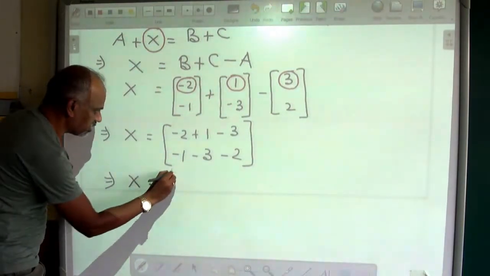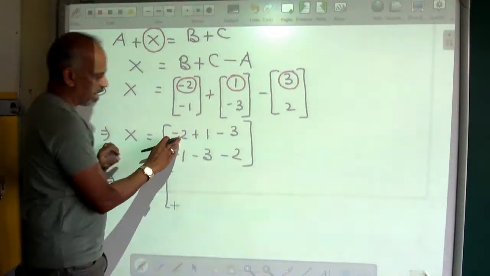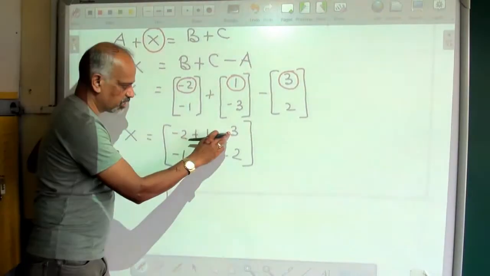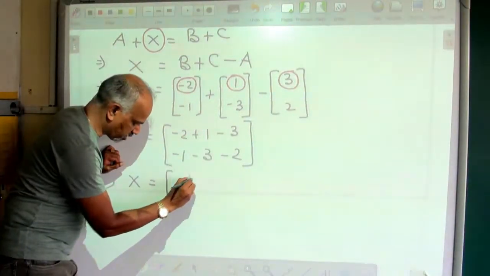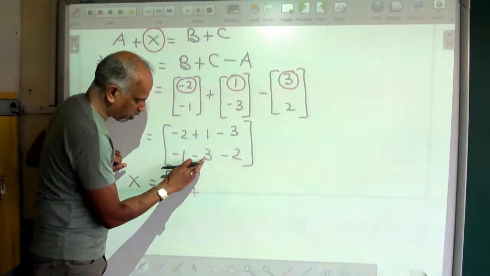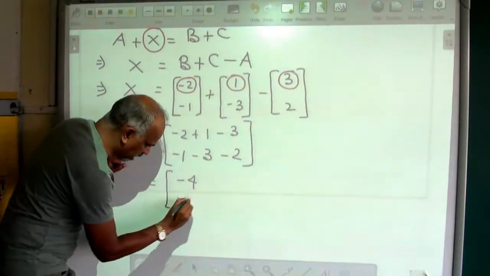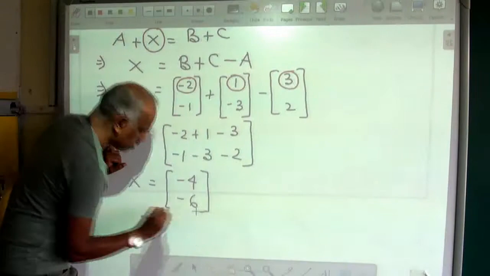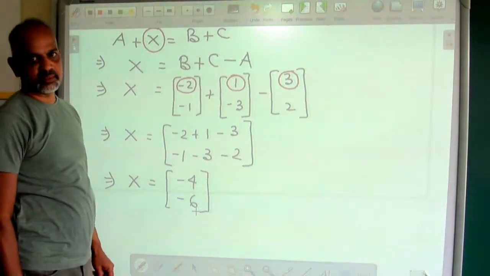So matrix X is equal to minus 2 minus 3 is minus 5. Minus 5 plus 1 is minus 4. Then minus 1 minus 3 is minus 4. Minus 4 minus 2 is minus 6. This is matrix X.